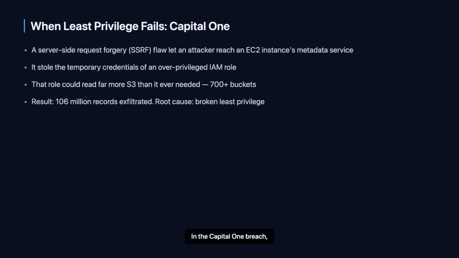In the Capital One breach, a server-side request forgery flaw let an attacker reach an EC2 instance's metadata service. From there, they stole the temporary credentials of an IAM role attached to that instance. Now, the role itself wasn't the problem, the over-permissioning was. That role could read far more S3 than it ever needed, more than 700 buckets worth. The attacker used those stolen credentials to sync it all out. The result was 106 million records exfiltrated. And the root cause wasn't a clever exploit, it was a role granted way more than its job required.